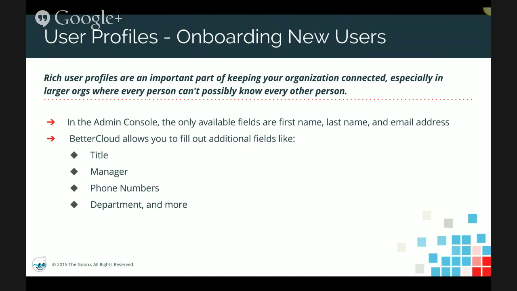User profiles. Google allows for some detail population within the context of a user profile, but it's not really as complete as it could be. You can see things like name and email address, but with BetterCloud, you have the ability to fill out many, many additional fields, such as title, their manager, multiple phone numbers, work, mobile, their department, and many, many more if you need multiple email addresses, for example, if you need to populate aliases.